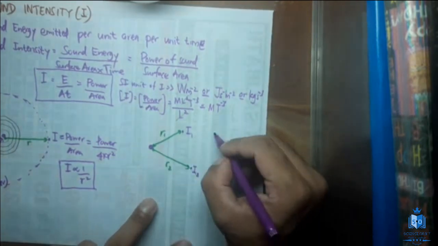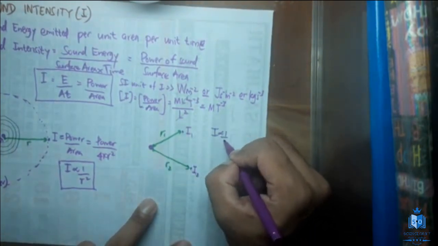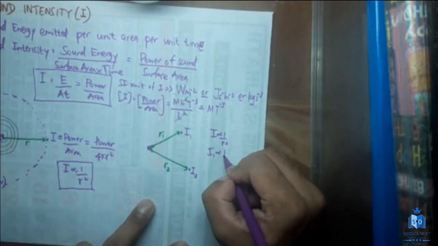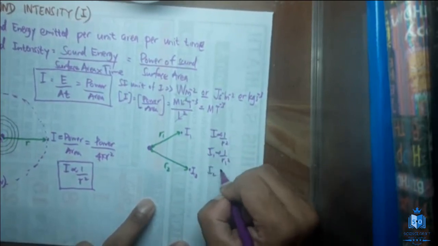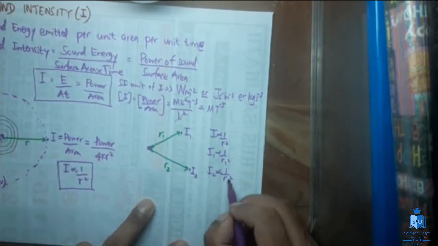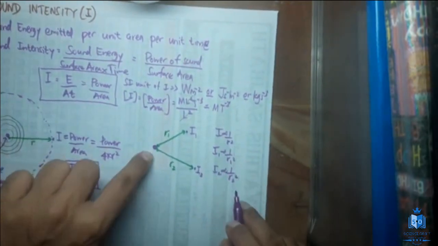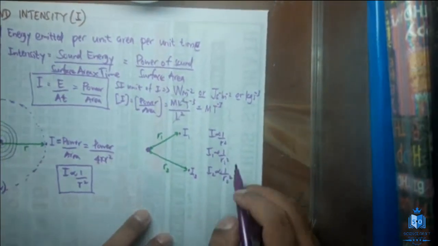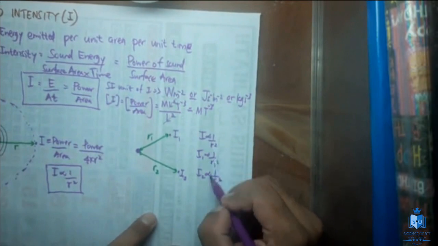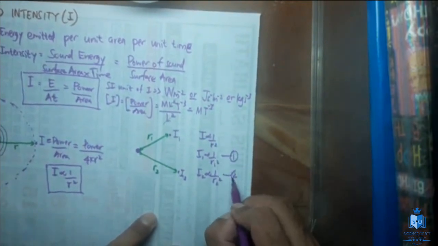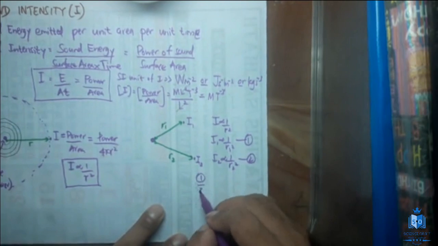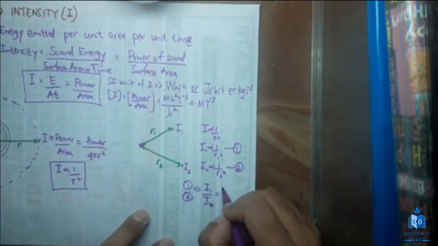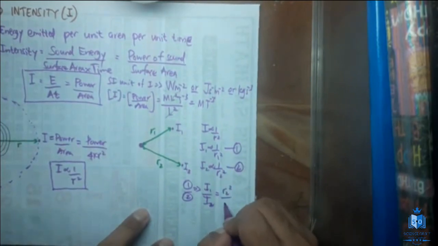What is the equation we just learned? The relationship we learned: I is proportional to 1 over r square. Okay, so one equation I can write, I1 is proportional to 1 over r1 square, I2 is proportional to 1 over r2 square. Why am I using this? Because we are not changing the sound source, so power is constant. Then if you combine these two, let's say this is number 1, this is number 2, when you divide the first one by the second one, you will get I1 over I2 equals r2 squared over r1 squared.